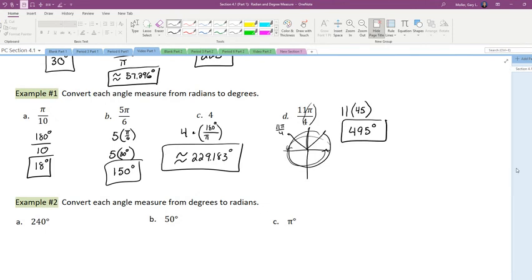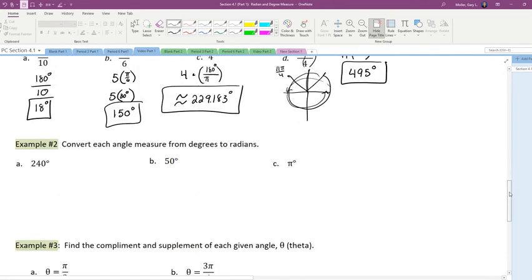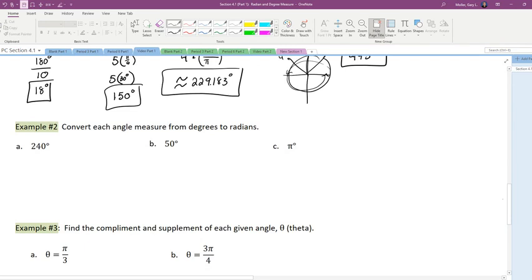All right. And now let's go the other direction. Let's convert each measure from degrees to radians. So using prior knowledge, I can kind of figure this out on my own. I know that, for example, 60 degrees is pi over 3. And I know there's 4 60 degrees in 240, so I could do it that way. Or I could just use a true conversion, and I could say, I'm going to take 240 degrees, I'm going to multiply it.